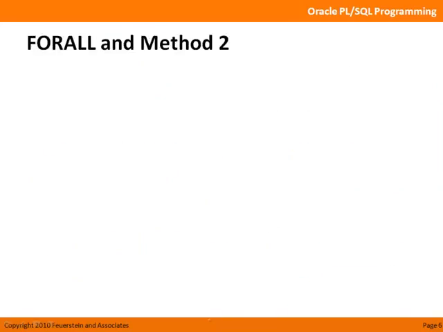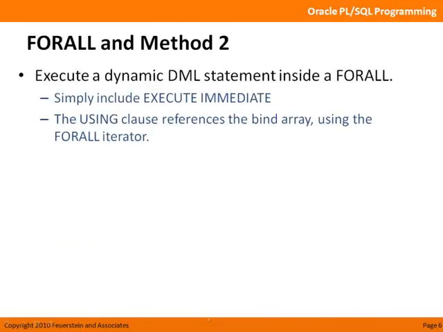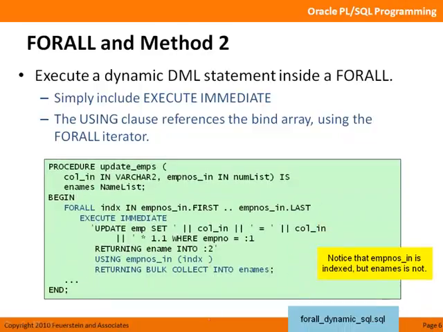And last, you can also use method 2 dynamic SQL with a FORALL statement. Again, FORALL is part of the bulk processing feature set. It will greatly improve the performance of repetitive executions of the same DML statement. And you can definitely use it with your execute immediate. So you simply include execute immediate under the FORALL header. The using clause now references the bind array. In other words, you have to bind an array or collection into the DML statement, and now that's in the using clause using the FORALL iterator.